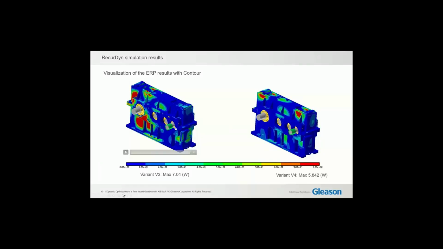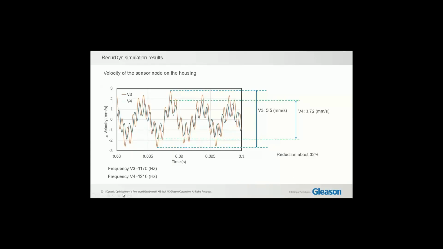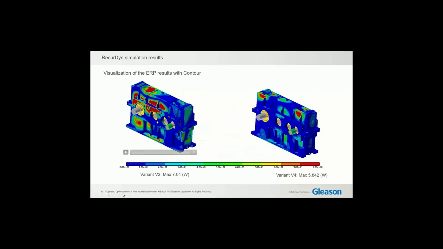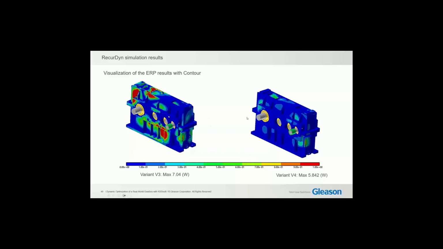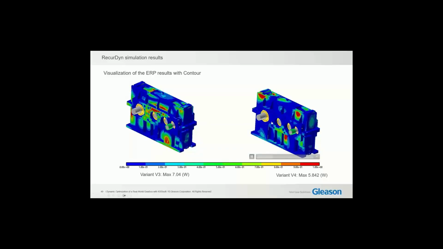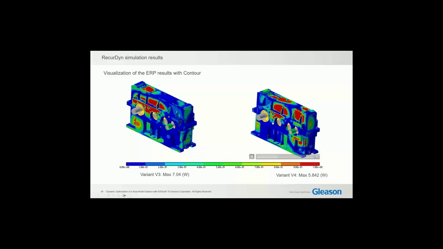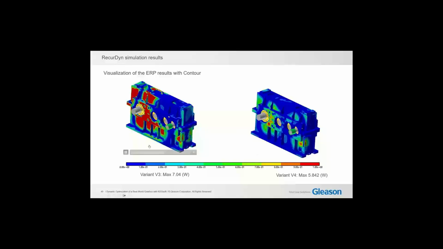So there are two benefits from this video. First, we can distinguish between the ERP visualization for two models, and then we can also see which regions of the housing emit higher noises.